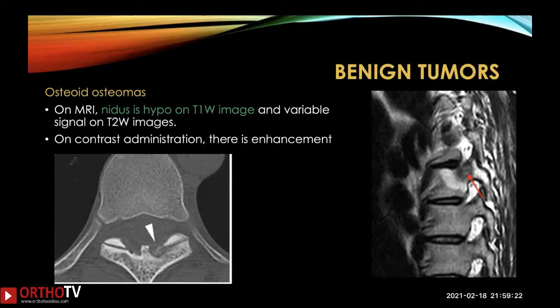On an MRI, you can see the nidus is hypointense on T1-weighted images and has variable signal on T2-weighted images. And if you give contrast, there is enhancement of this.